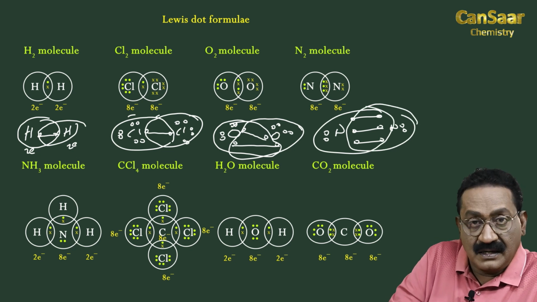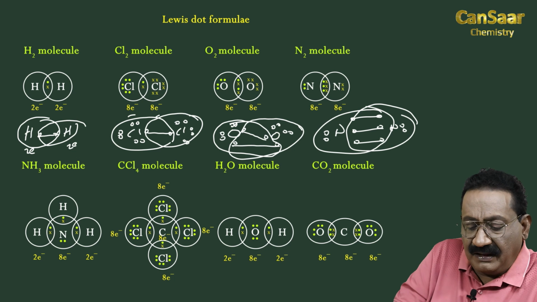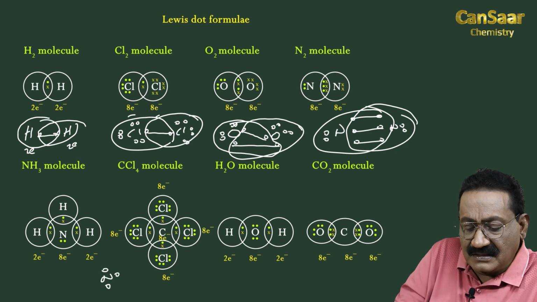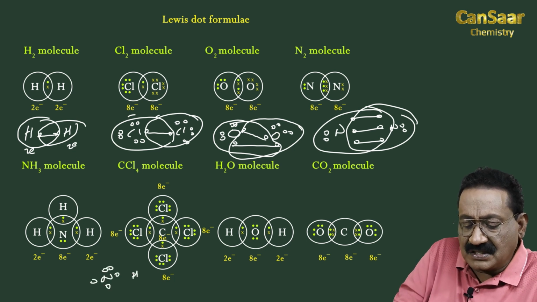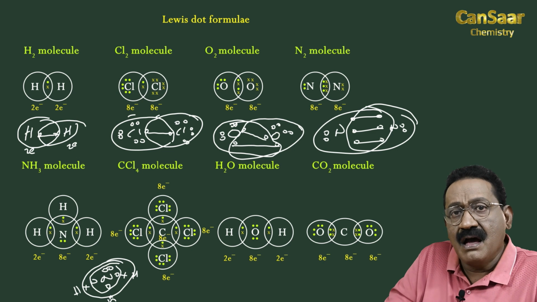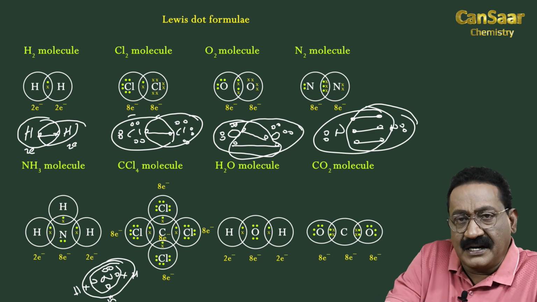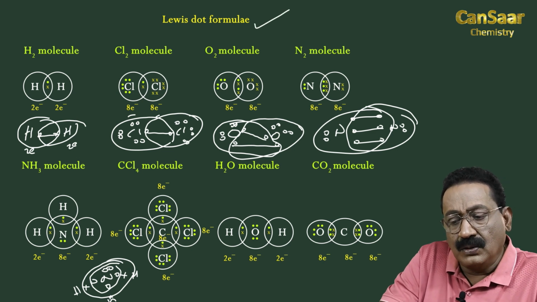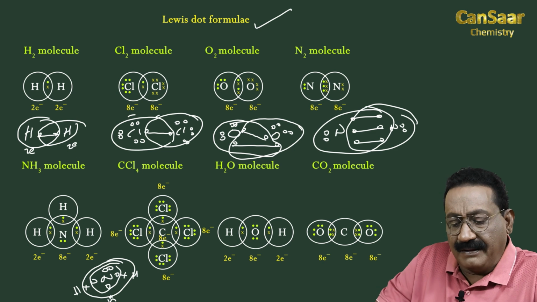Likewise ammonia, NH3. N has 5 valence electrons and each H contributes 1 electron. So with 3 H's, we have totally 5 valence electrons plus 3 extra electrons from 3 hydrogen atoms, totally an octet. This representation is correctly called Lewis dot formulae.